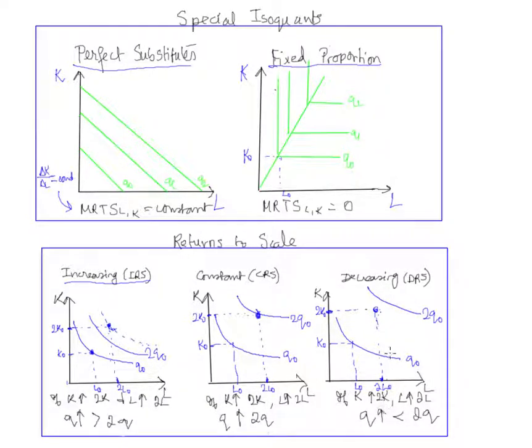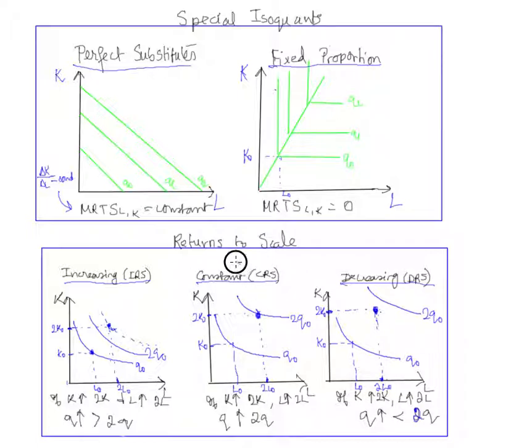Decreasing returns to scale, as the name suggests: K doubled, L also doubled, but output will be less than double. So output increases, but by less than 2Q, which means this 2K0 and 2L0 point will lie below. So they yield less than 2Q0. In order to double the output, we would need to more than double the inputs. So these are the three different types of isoquants based on returns to scale.